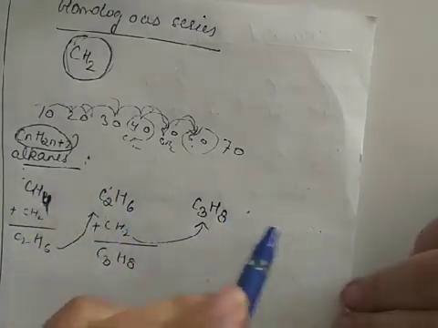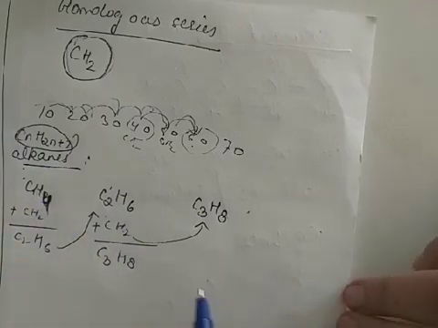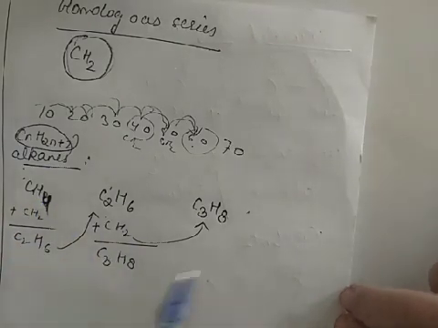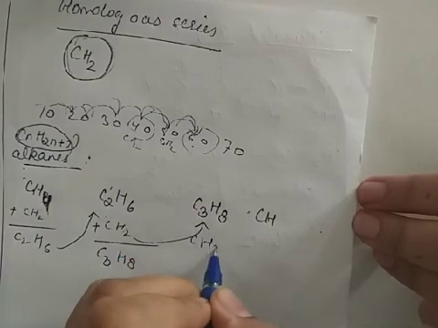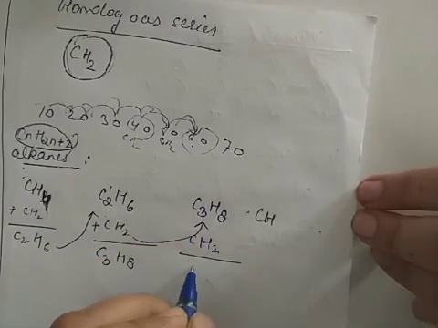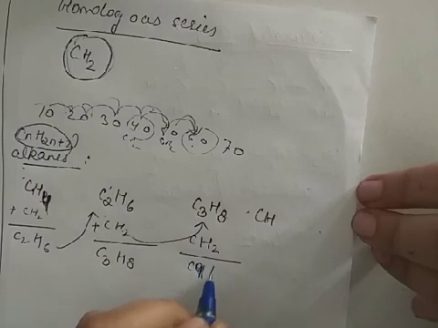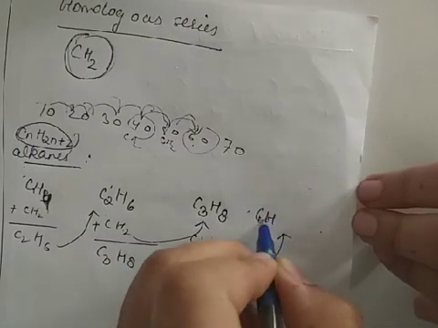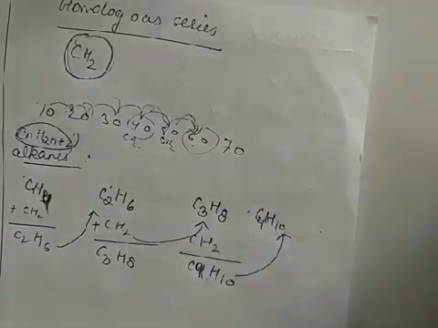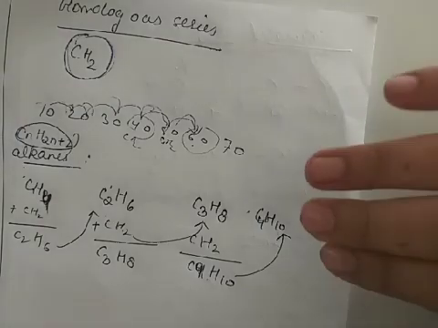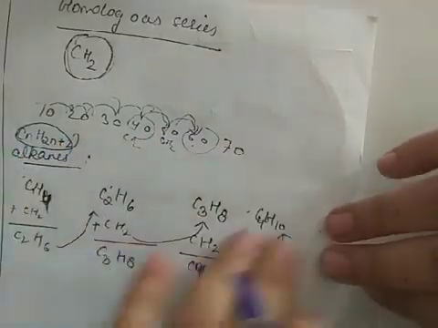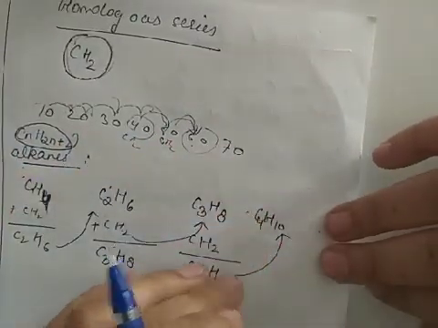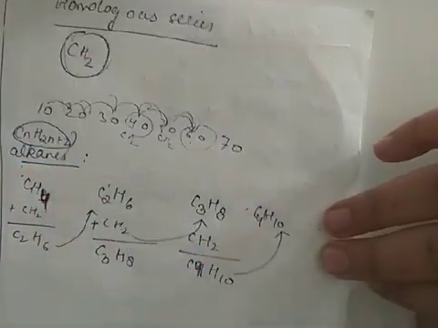This is a homologous series. Alkanes are in the homologous series. If I go on adding the CH2 group, if I add CH2 again to this C3H8, then what will form? C4H10 will form, which is the next term in the homologous series. So this is what we call a homologous series, which differs by the CH2 group.